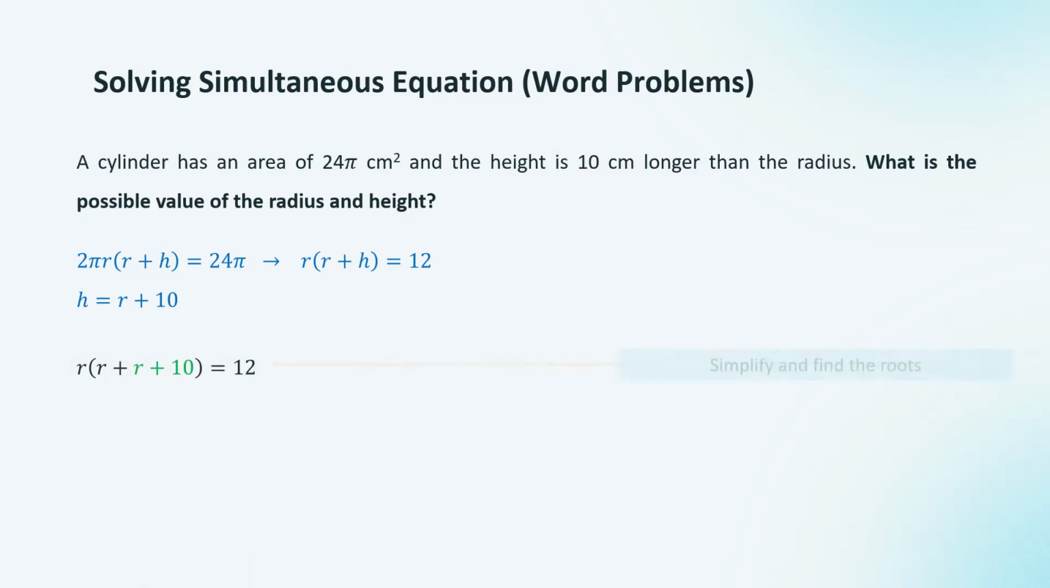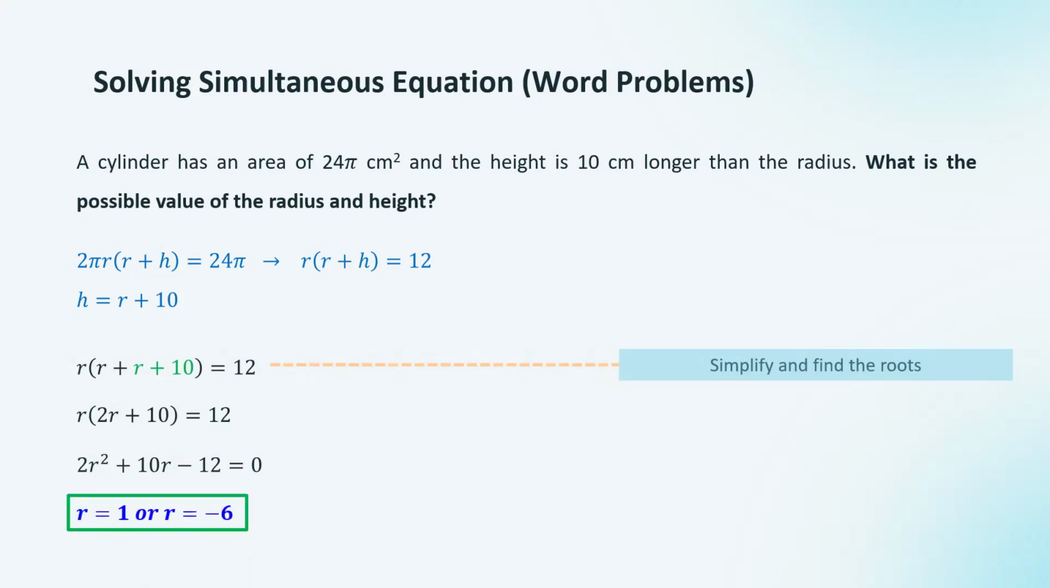After this, we can try to simplify it and find the roots. So simplifying it, we get a good quadratic equation, 2r squared plus 10r minus 12 equals 0. And then you can also try to simplify this by dividing it by 2. But I'll skip that step, and we got that r is equal to 1 or r is equal to negative 6. Now in this case, we need to remember to always leave out any impossible answers, because technically, a negative radius is impossible, okay?